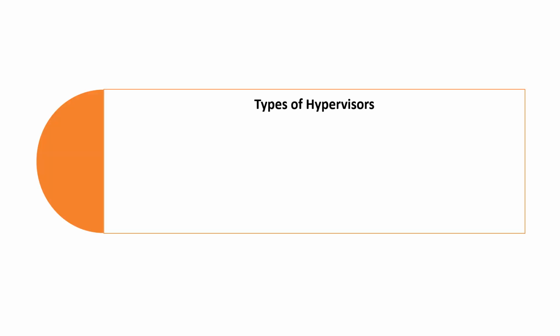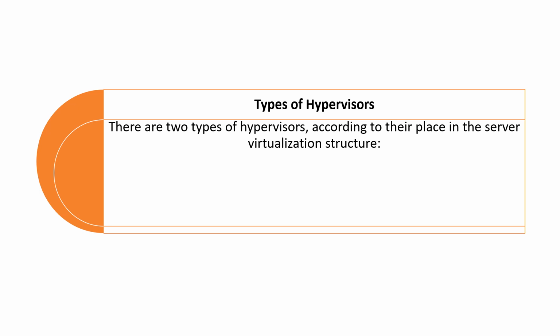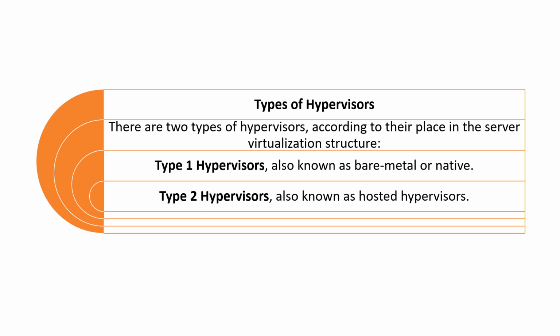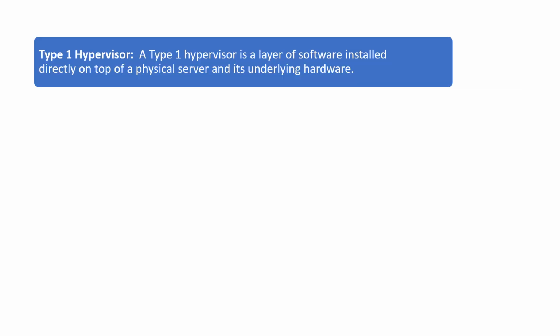And now we can see the types of hypervisors. There are two types of hypervisors according to their place in the server virtualization structure. The first one is the type 1 or bare metal hypervisor, and the next one is the hosted hypervisor or type 2 hypervisor.